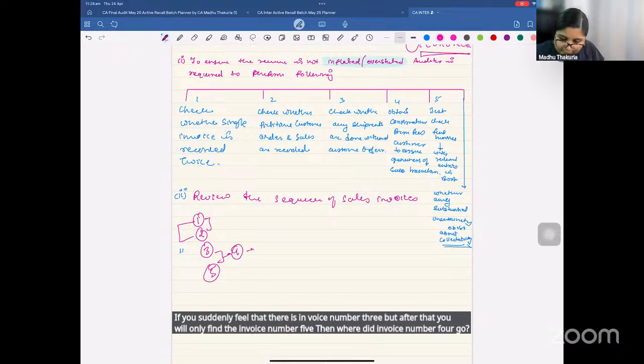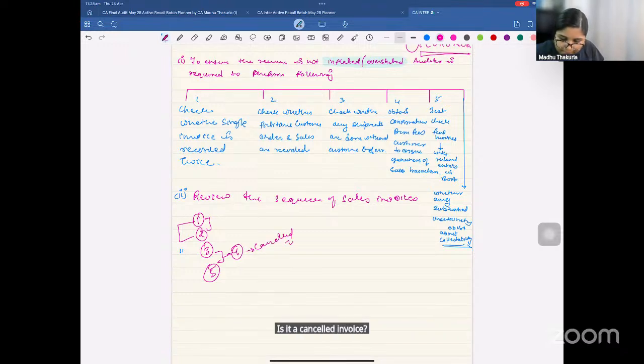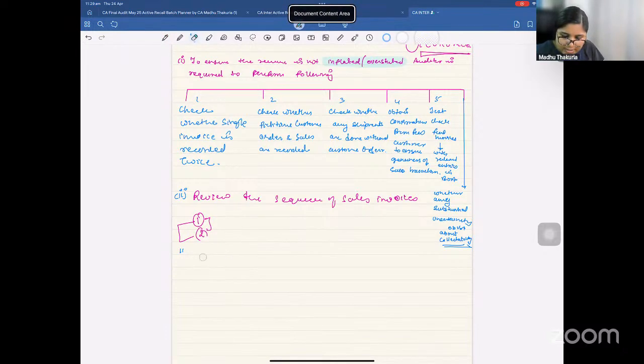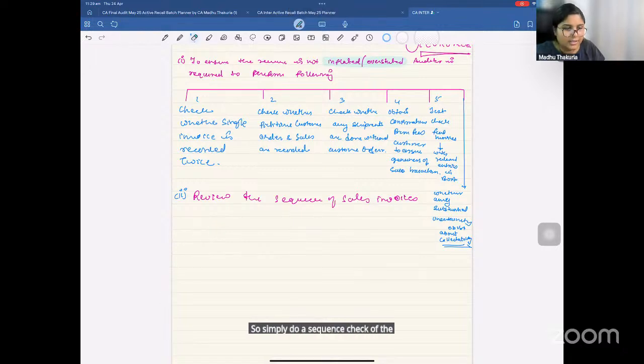Is it a cancelled invoice? If yes, then what was the reason for it? So simply do a sequence check of the sales invoice numbers.